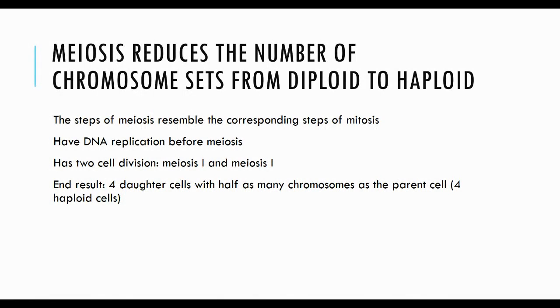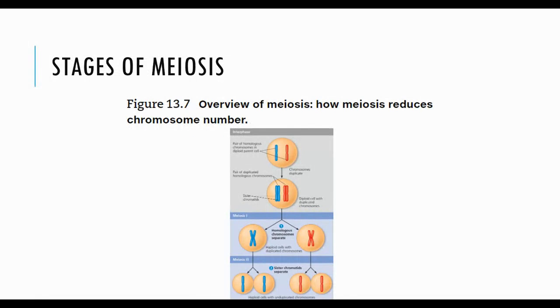Meiosis reduces the number of chromosome sets from diploid to haploid. You'll notice that the steps of meiosis resemble the corresponding steps of mitosis. DNA replication happens before meiosis as well, but there are two cell divisions that we call meiosis 1 and meiosis 2. The end result is 4 daughter cells with half as many chromosomes as the parent cell. So it makes 4 haploid cells every single time.